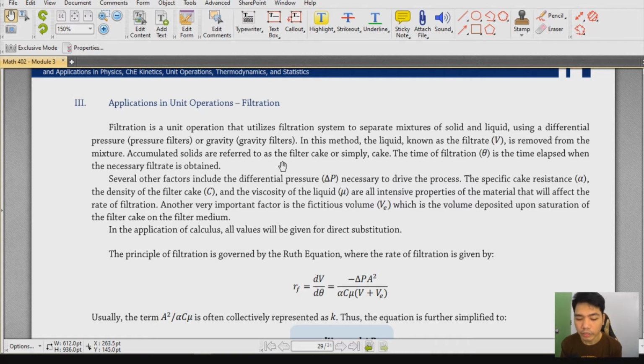So, just to give you a quick review about this filtration. So, it's one of the unit operations.